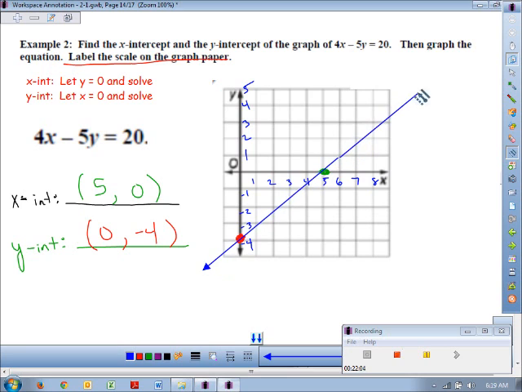Remember, lines have arrows because they go on infinitely in both directions, and I like to make my line go through the grid that was provided for me. So we're going to have to label our scale on there and then plot both intercepts. So it seems kind of crazy.